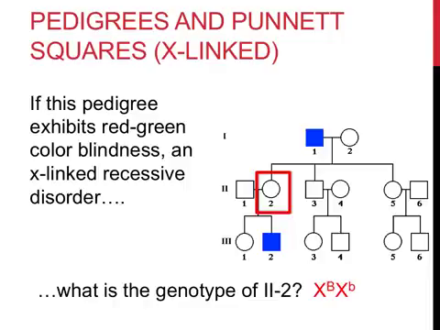Since her father had the trait, and since her son has the trait, she must have received and be able to pass on the recessive allele. Her genotype must be X capital B, X lowercase b, and she is a carrier for this trait.